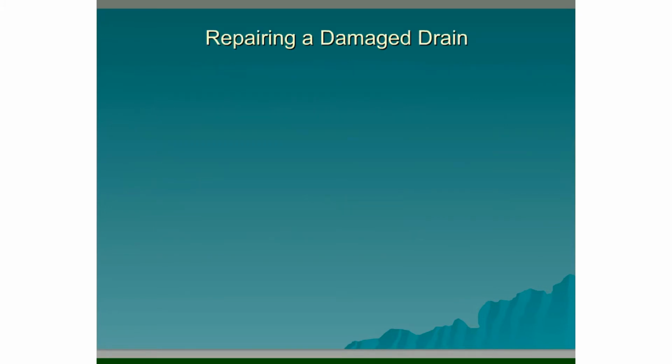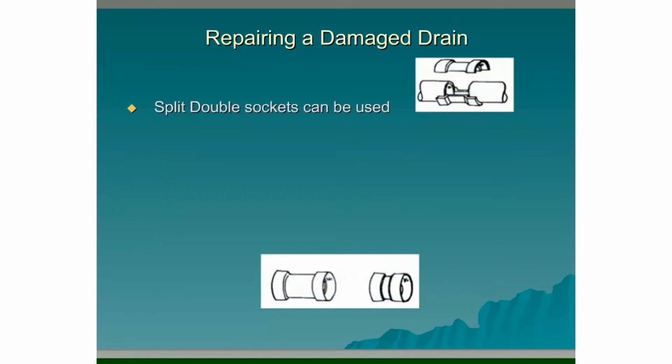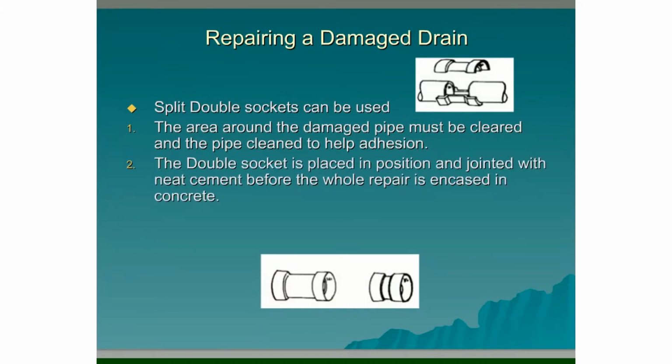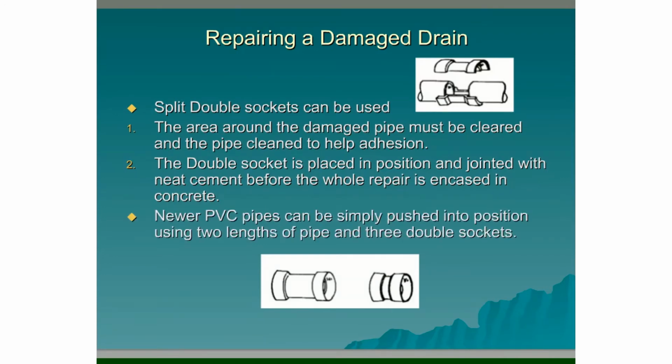Repairing a damaged drain. Split double sockets can be used for repairing a damaged drain. The area around the damaged pipe must be cleaned and the pipe cleaned to help adhesion. The double socket is placed in position and jointed with neat cement before the whole repair is encased in concrete. This is for a rigid pipe, repairing a rigid pipe. Newer PVC pipes can be simply pushed into position using 2 lengths of pipe and 3 double sockets.